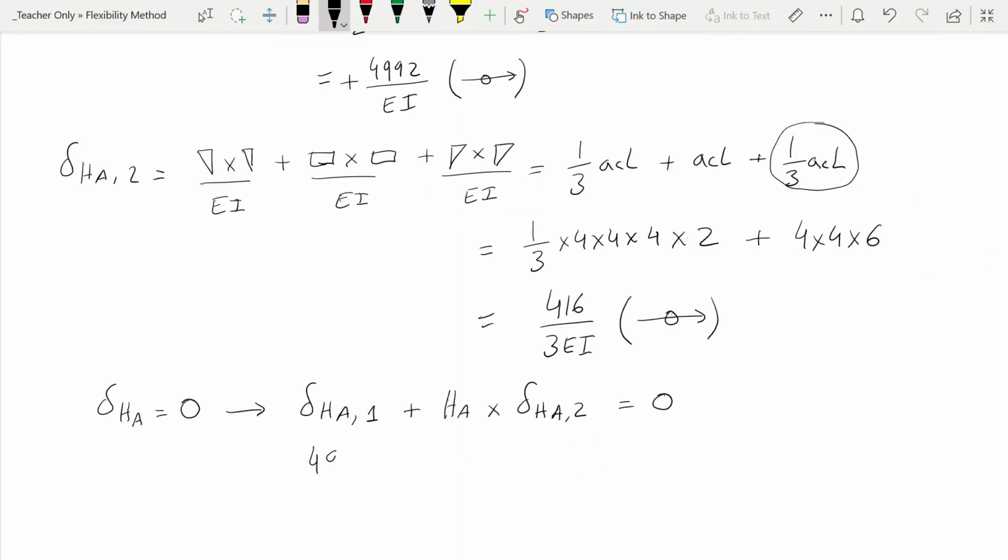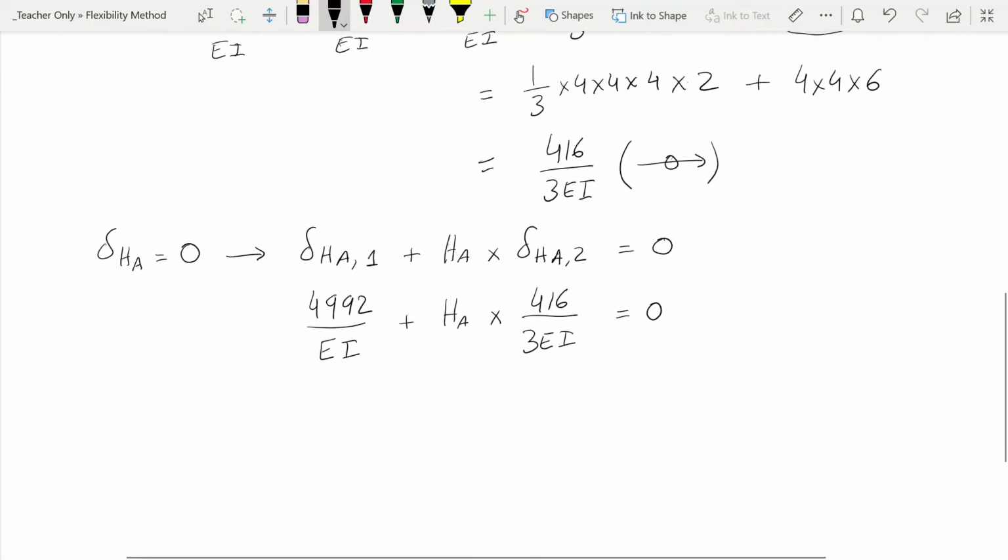from structure 2. If we replace the values now, 4992/EI plus HA, and now 416/3EI, we can see that HA is actually going to be negative, and it's going to be 4992 divided by 416 divided by 3, so we get minus 36 kilonewton.